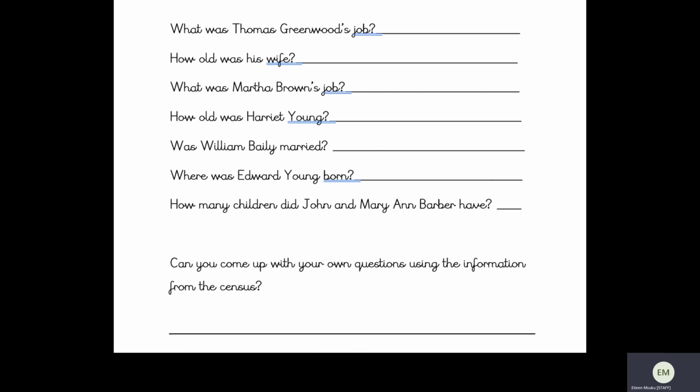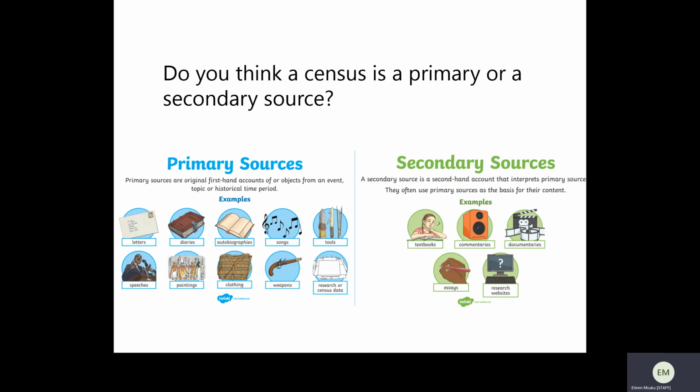So I've come up with a few, but you might want to come up with some questions about different people that you have seen on that census, or you might want to ask how old was a certain person, or what was a certain person's job, or how many sisters and brothers did somebody have, or how many children did someone have. You can come up with your own questions from the census. Okay, so you can pause the video here and do that, or you can carry on watching and do your work afterwards.